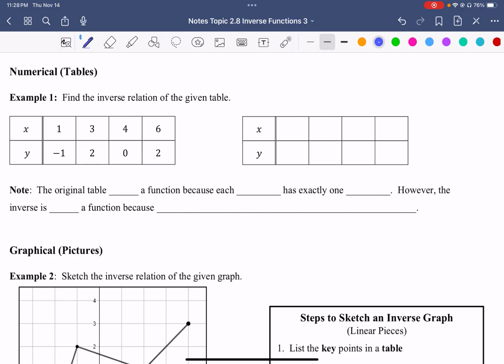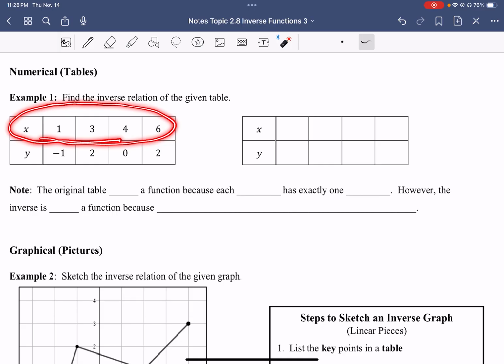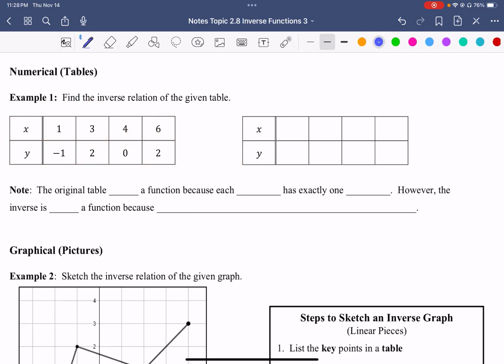Example 1 says, find the inverse relation of the given table. So if we just discussed that to find the inverse, all you're going to do is switch the x and the y values. That means that we're going to put these here and these over here. So all you're going to do is switch them. So for the x values of the inverse, we're going to write -1, 2, 0, and 2. And for the y values, it'll be 1, 3, 4, and 6.